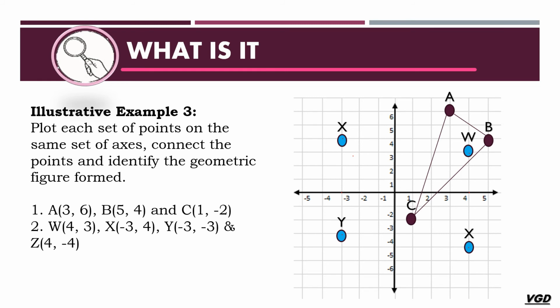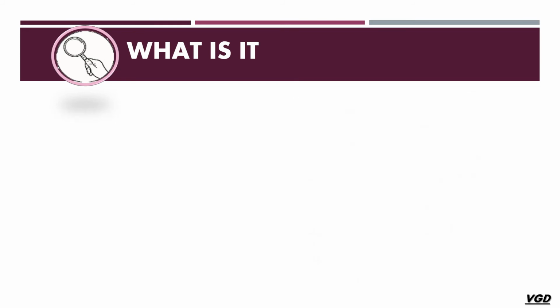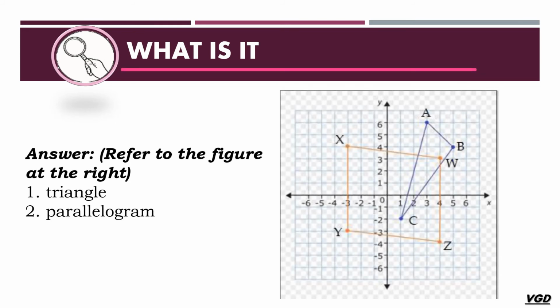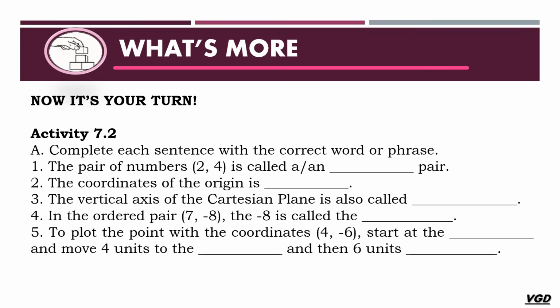And after that we have to connect the points. As we connect, we were able to form a parallelogram for number 2. For number 1, again, we have a triangle, and for number 2 a parallelogram. So that is just how you plot points if given are just the coordinates of the points. So that's it for the rectangular coordinate system, and I believe you are now ready to answer our activities.